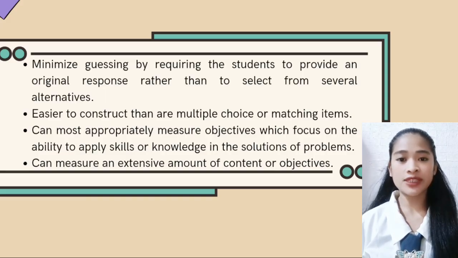Measures application of skills and knowledge: problem-solving items effectively assess a student's ability to apply their knowledge to solve real-world problems, which is a crucial skill. And the fourth is that it can measure an extensive amount of content or objectives. For example, a problem could involve calculating the area of a rectangular garden, determining the cost of fencing, and considering the best placement of the garden based on the sunlight.